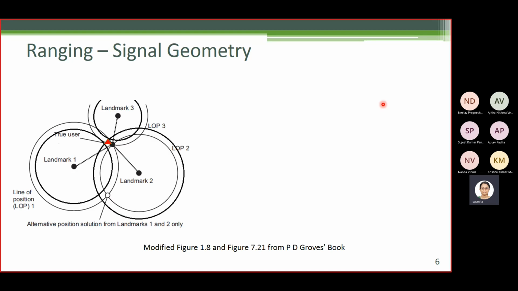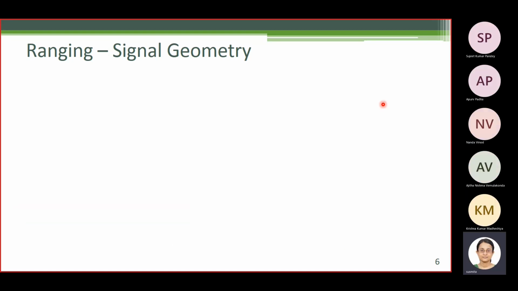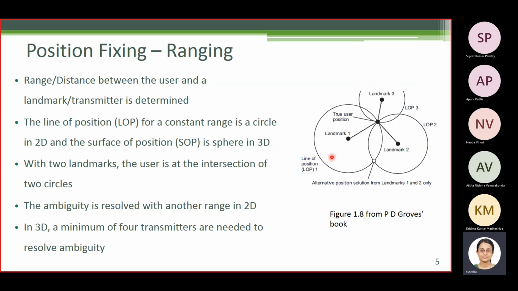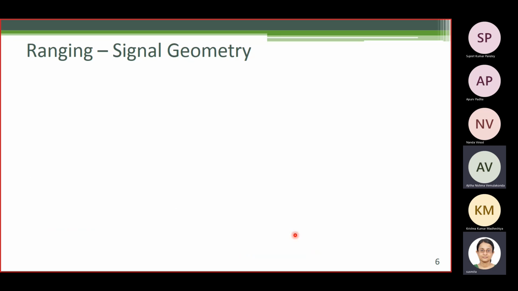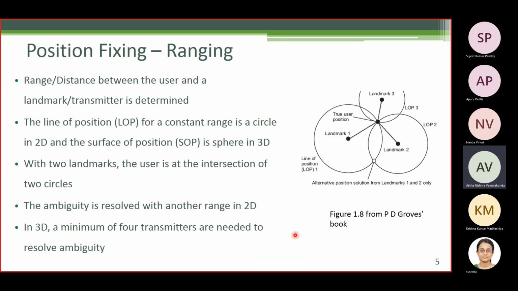Okay. Now on the previous slide we saw just one circle. But is this just one circle? Ma'am, I didn't understand how we need 4 transmitters for a 3D orientation. It is not orientation, it is 3D position. Okay, we are finding the position in three dimensions.